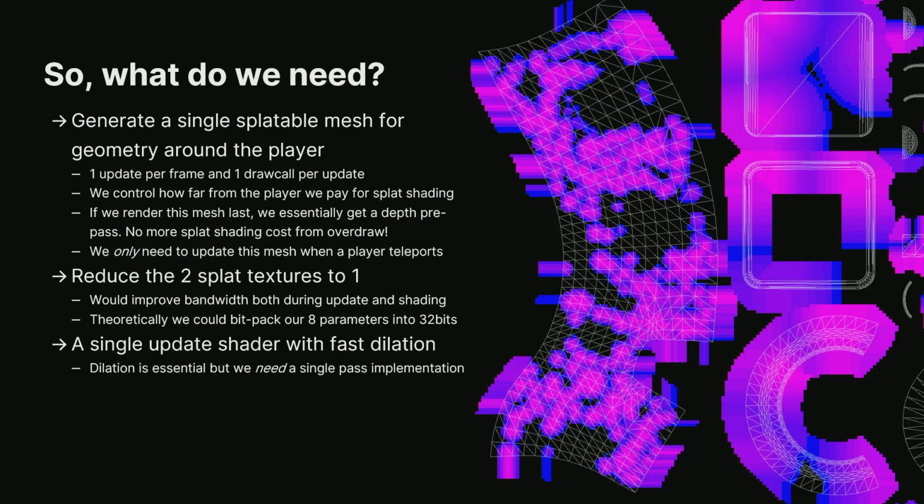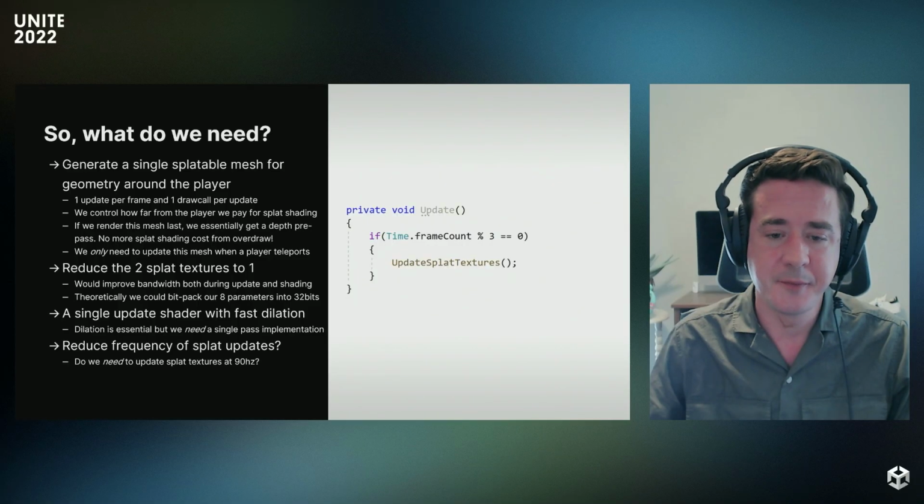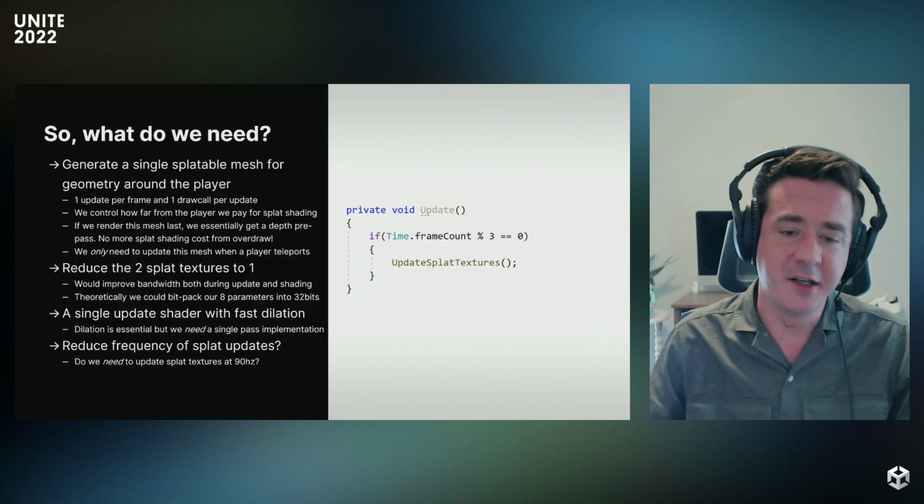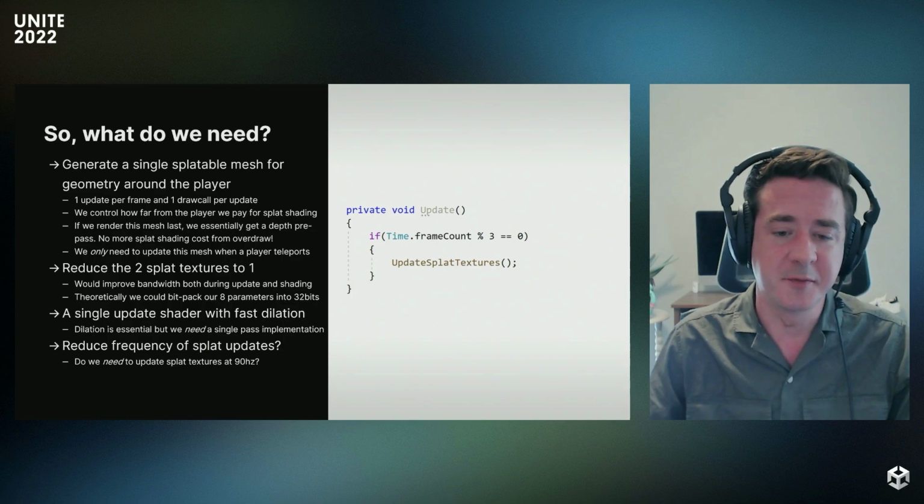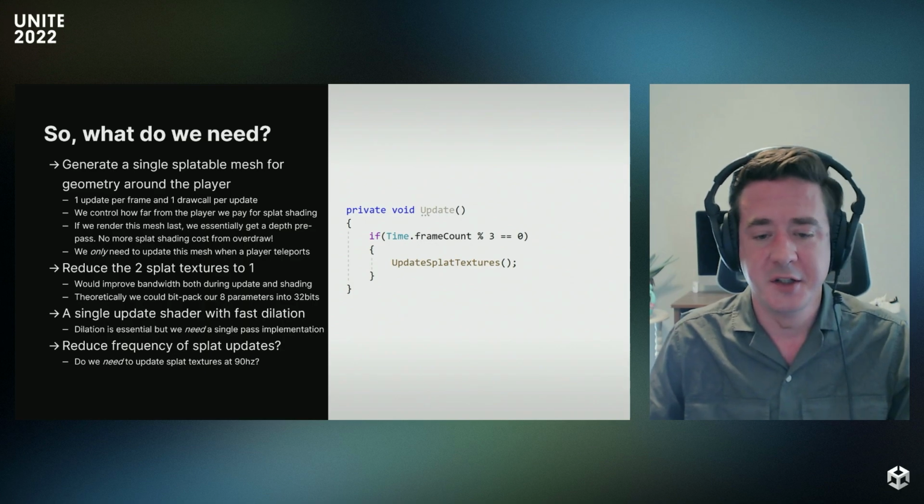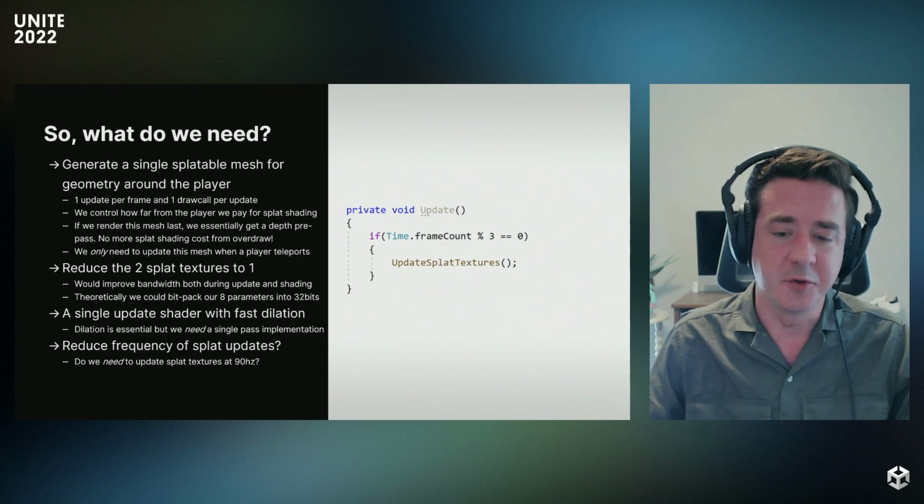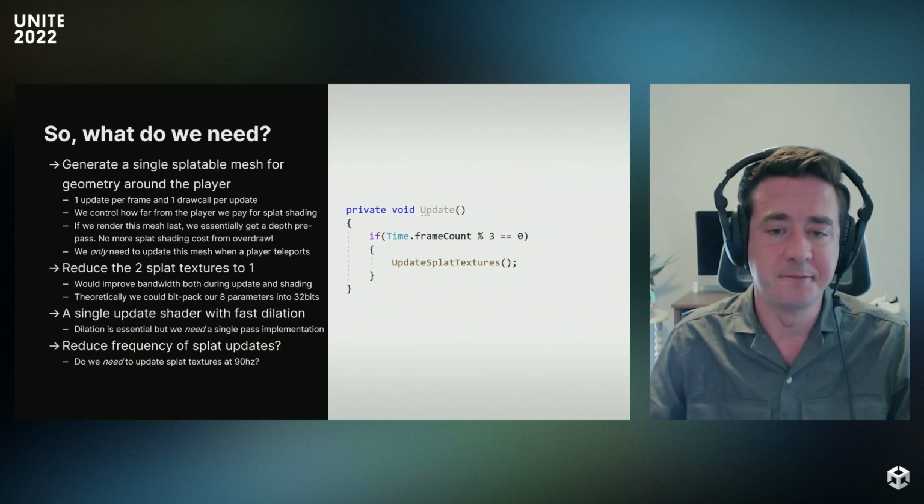And it would be really great if we could figure out how to speed up this dilation shader. This is something that we can't get around. We have to be able to fix the seams. So dilation is absolutely necessary. So we need to find a way to do that fast as well. And finally, do we actually need to be updating splats at frame rate? There's a good chance we might be able to update the splat textures at a lower frequency than the main camera.